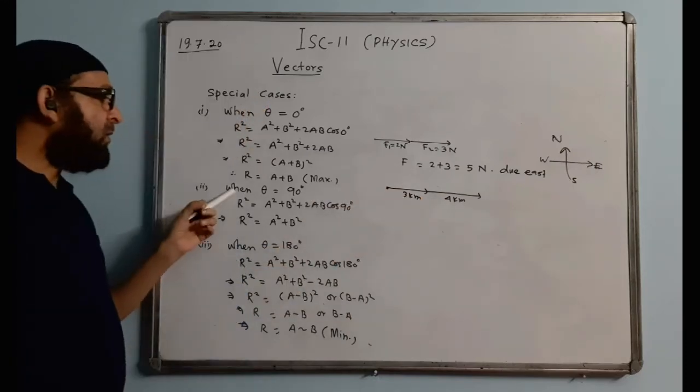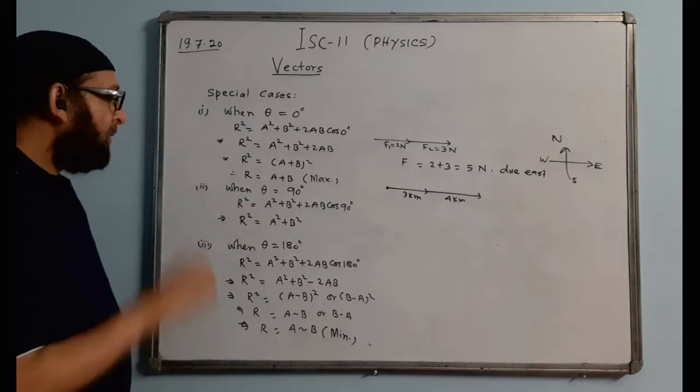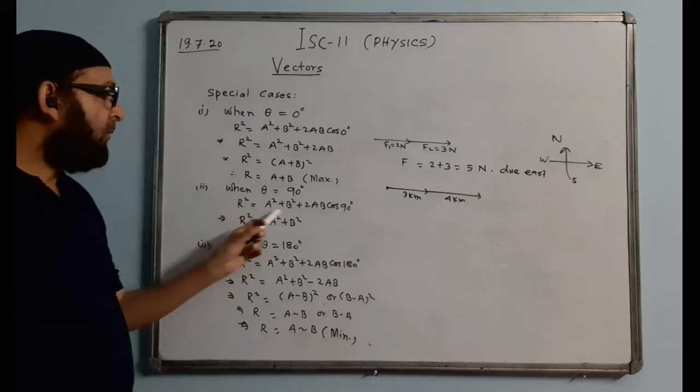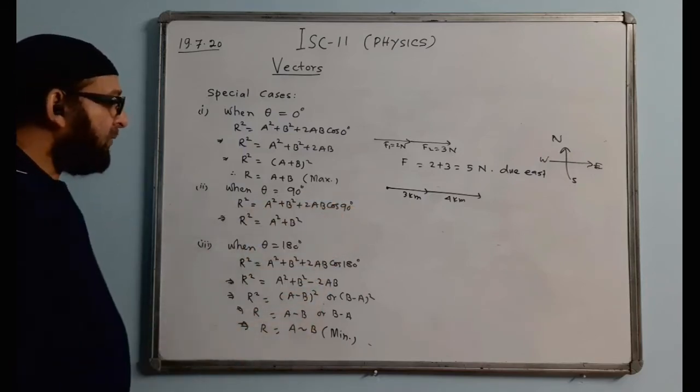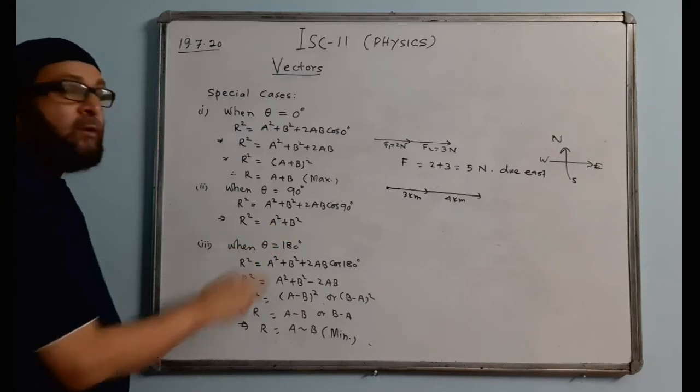Now the second case: when theta equals 90 degree. Theta is equal to 90 degree, then we put that value of theta in the formula. Cos 90 degree is 0, so the entire term goes away. So R square becomes equal to a square plus b square.